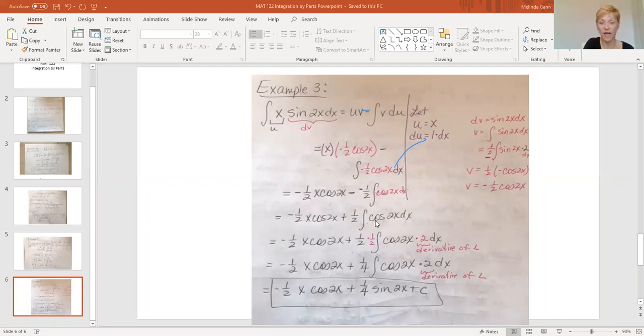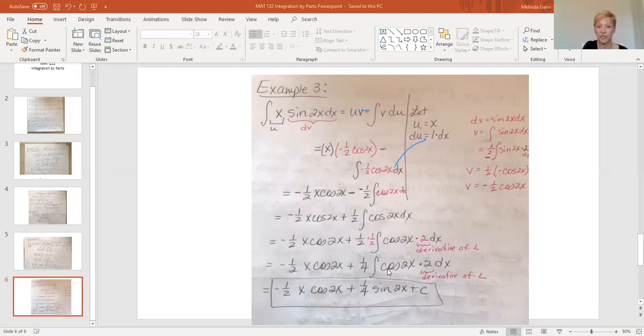There's my 1/2, and I've got cosine of an angle. So I'm integrating cosine of an angle. Remember, when you integrate cosine of an angle, you need the derivative of the angle. So what's the derivative of your angle 2x? That's right, it's a 2. So if you multiply by 2 here, that's the derivative of your angle, and you have to balance that by multiplying out here by 1/2. Well, then 1/2 times 1/2 is where I got the 1/4.